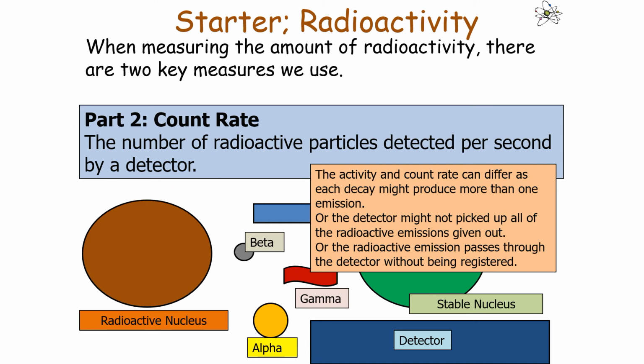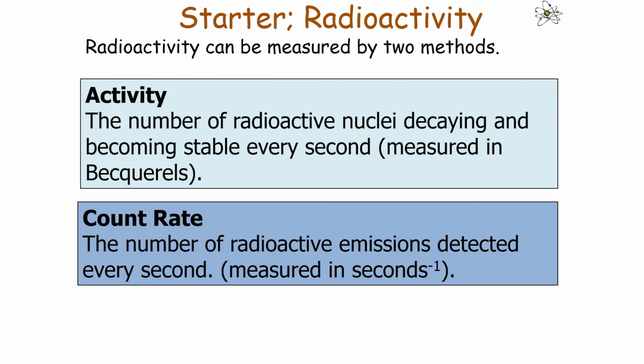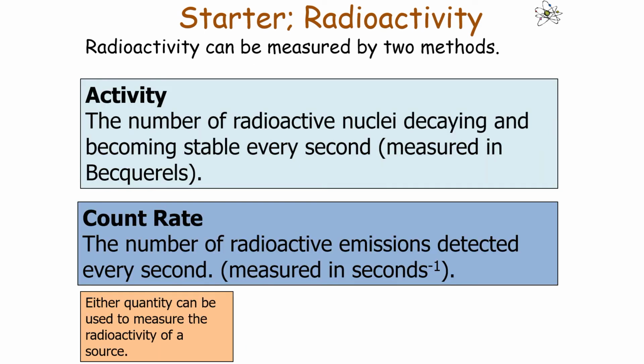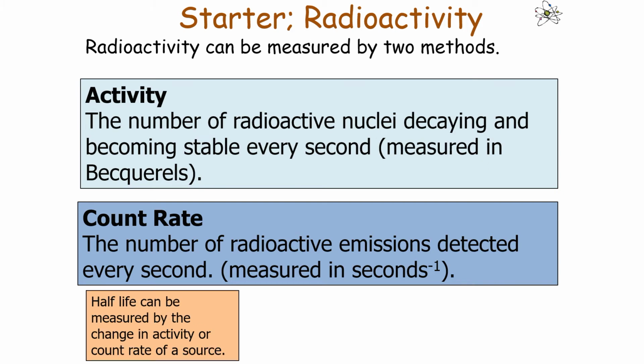Now the activity and count rate can differ, as each decay might produce more than one emission, or the detector might not pick up all the radioactive emissions given out, or the radioactive emission can pass through the detector without being registered. So we've got to consider activity and also count rate, and use either quantity to measure the radioactivity of a source. Half-life can be measured by the change in activity or count rate of a source, and either can be used in physics.